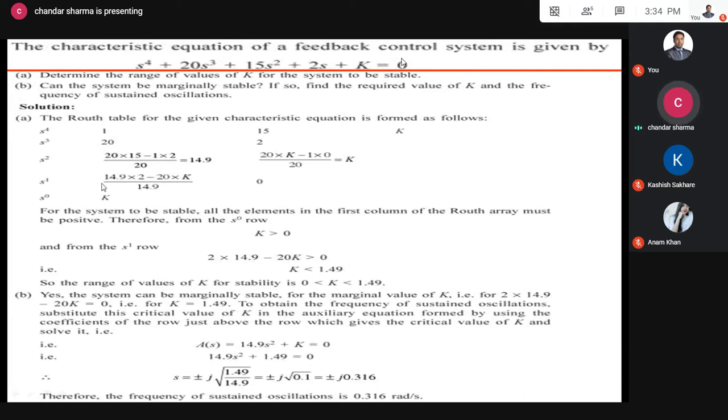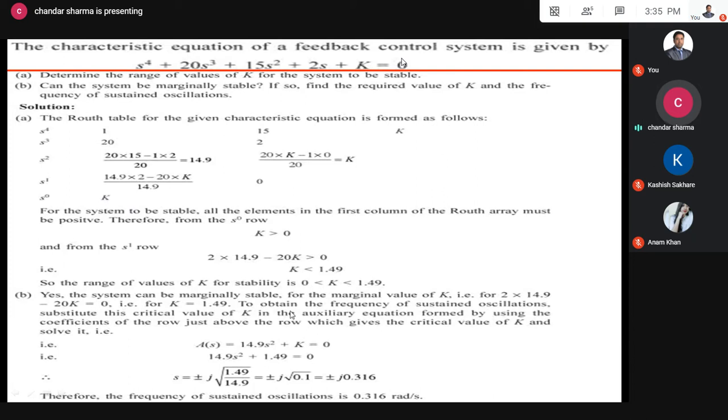So here, for the system to be stable, K should be greater than 0. Now I cannot make this 0, so I have to make this one 0. Okay, so what is the range of stability for K? K should be greater than 0, but less than 1.49.